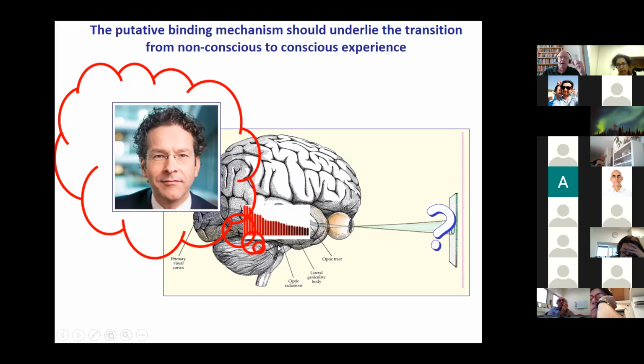In other words, what I like to say is that the mechanism that binds these neurons into a meaningful assembly is the same mechanism that moves this optical image, when it appears on our eyes, from the non-conscious state to the conscious state.